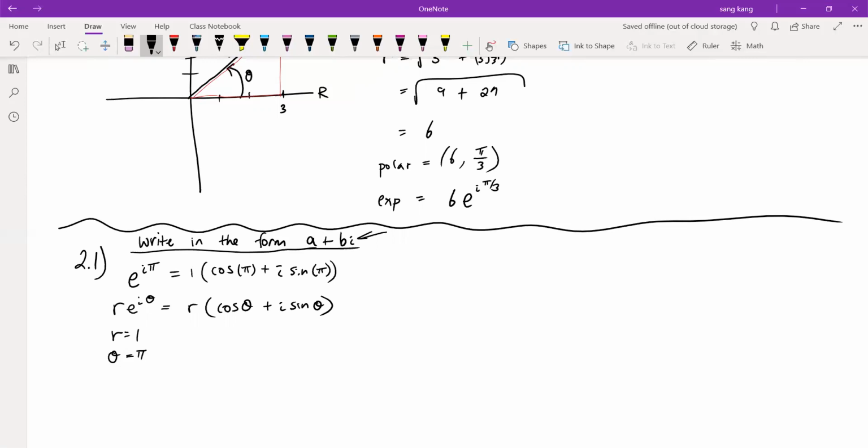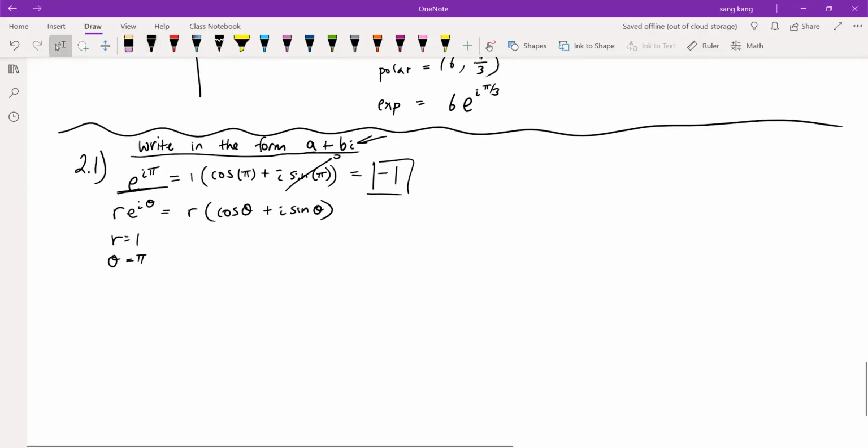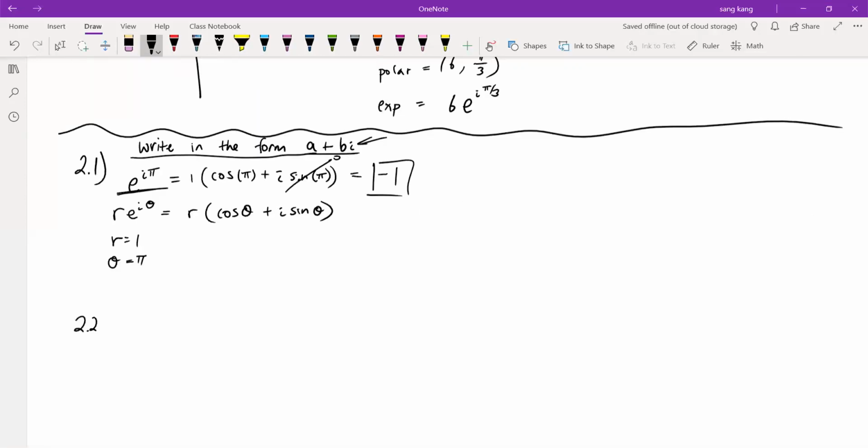And we can do some simplifications. Sine of pi is 0. Cosine of pi is -1. Therefore, this is -1. So there's our answer, right? So we don't have any imaginary terms for this expression. Okay, so get the next one.